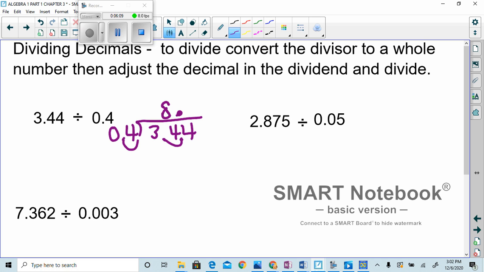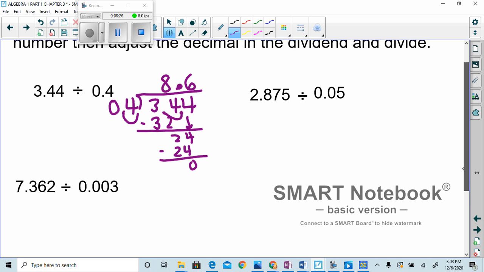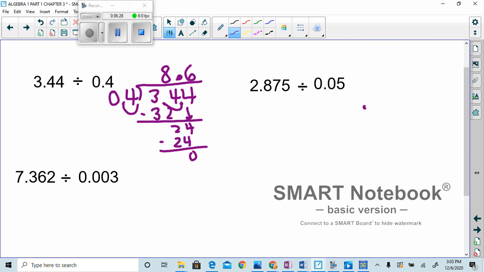This will go in 8 times, which is 32. Subtract and bring down. And I see that's going to be giving us a remainder of 0. And I'm going to find out that the quotient is 8 and 6 tenths. Let's see a second example. I have 2 and 875 thousandths divided by 5 hundredths.